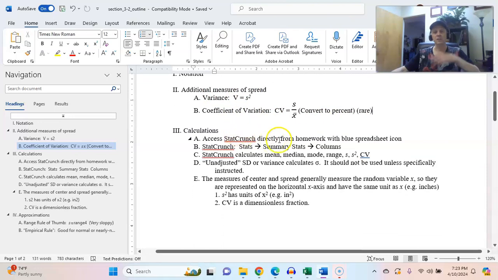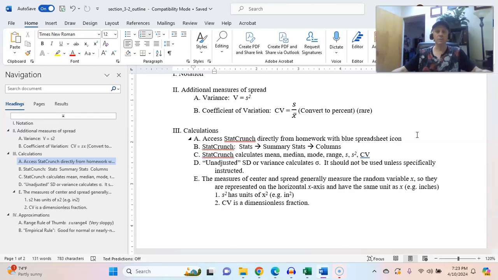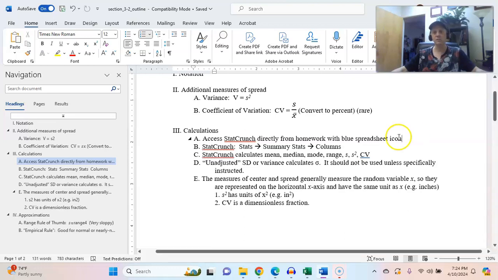Okay, calculations. The previous lecture that you just watched about the measures of center showed you how to calculate those by hand, basically. It skipped over the calculations for the standard deviation, and that's something that you'll rarely have to calculate by hand. In this class, you will be asked to calculate the standard deviation, but you won't do it by hand. You're going to do it with StatCrunch, of course. So I want to open up StatCrunch to show you, first of all, how you can access data from the homework, and then how you can work with it.